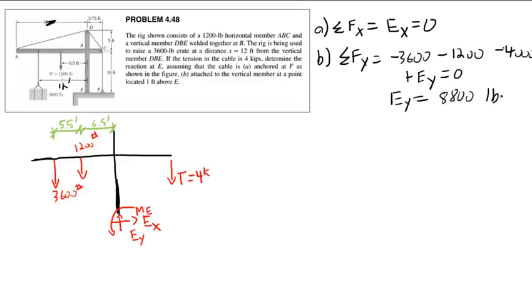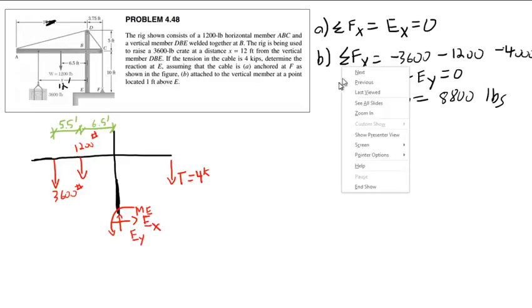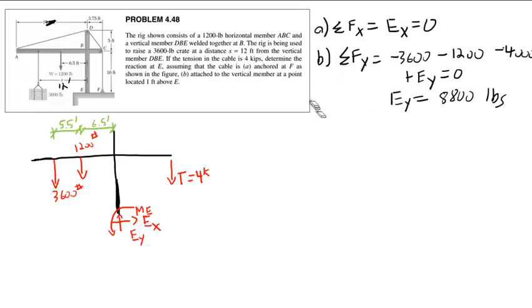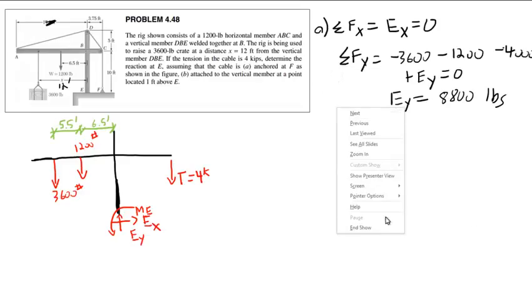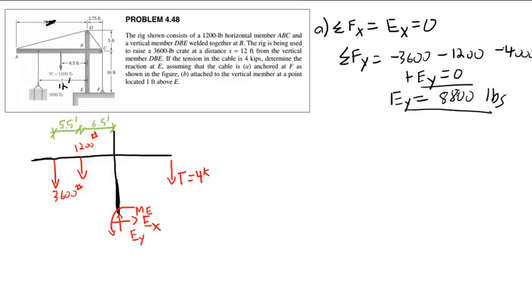8,800 pounds. So the vertical reaction at Y is 8,800 pounds. We're still in part A here. So that's that. And then finally, let me do the sum of moments about point E.